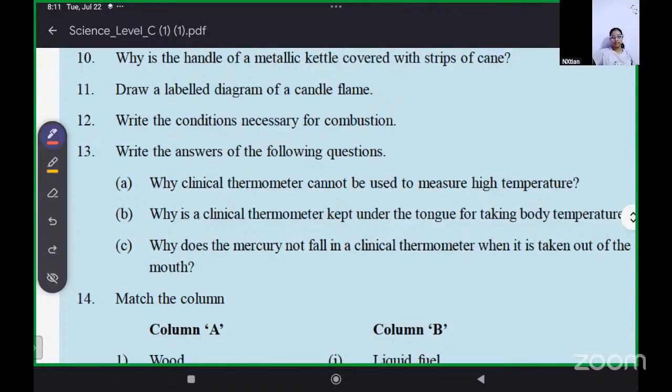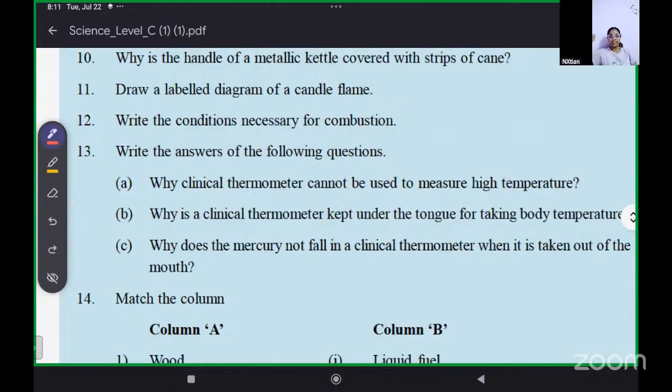So they put strips of cane, just like how they use a type of plastic in some vessels when you heat them up, so you don't burn your hand. Yes, Anna, that is correct. Even an electric kettle, the handle and the body of it is coated with a type of plastic so that it doesn't get very hot from outside.